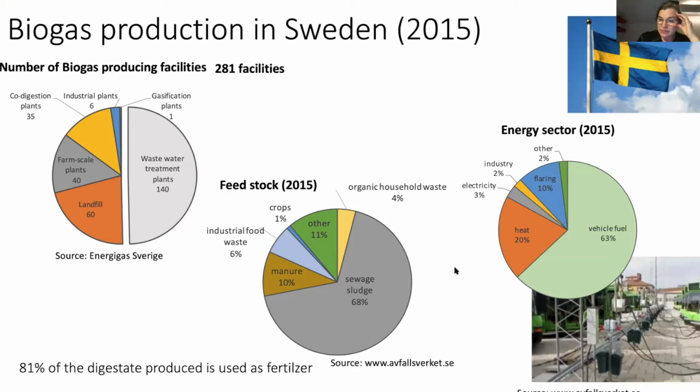And what we do with that, it's mainly vehicle fuel. Here you see this large filling station in the center of Uppsala, around Kungsängen. Here you see how the buses charge their gas tanks. 20% is used for heat, a very small proportion for electricity. A small proportion is used by industry for different chemical processes. We always lose a little bit by just burning it. And then the rest, 2%, disappears in different ways.